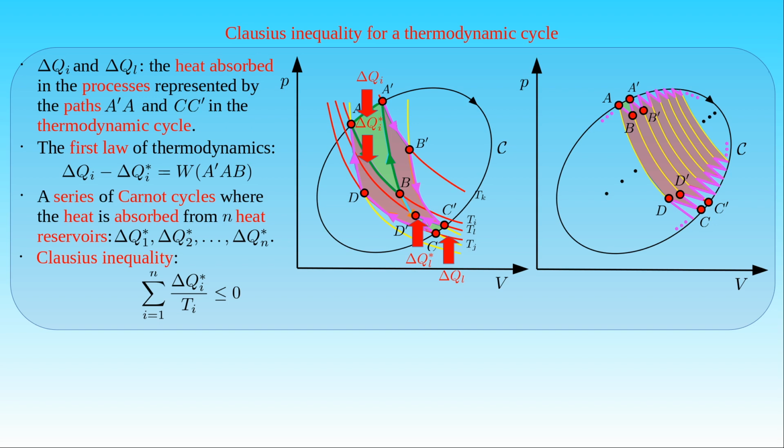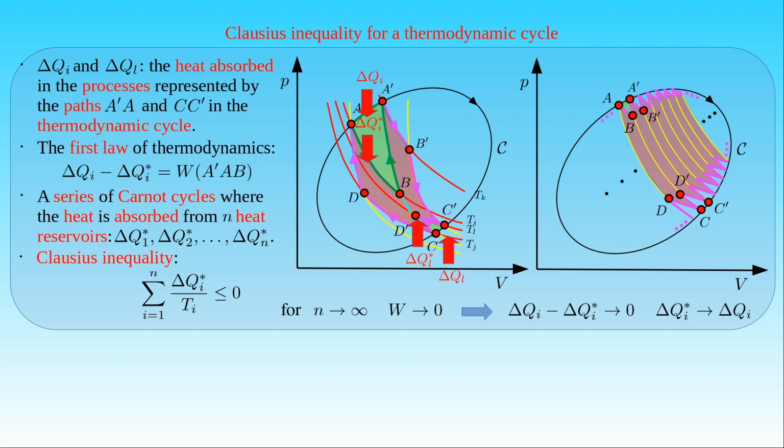Then we find that these differences will be small provided the areas between the curve calligraphic C and these paths are also small. If we apply a more and more dense network of isotherms and adiabats, that is increase the number of Carnot cycles in the construction with the number of the thermal reservoirs such that n tends to infinity, the work W' given by these areas also tends to 0. As a result, the difference between delta Qi and delta Q star I goes to 0 for each adjacent pair of Carnot cycles where the index I runs from 1 to n. In other words, as the number n of the thermal reservoirs used in the construction approaches infinity, the processes approximating the thermodynamic cycle also approach the cycle and the heat delta Q star I tends to delta Qi.